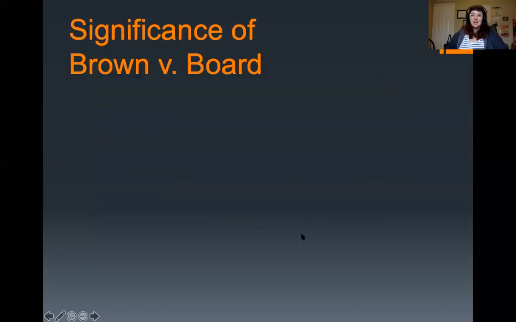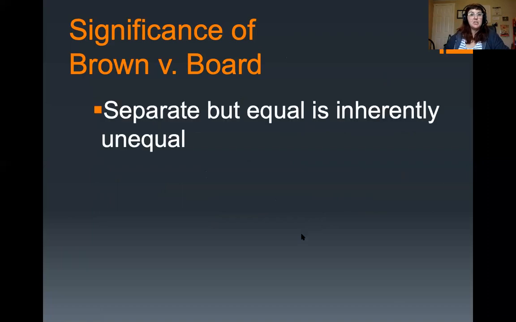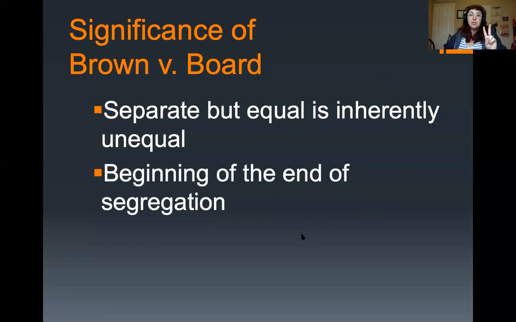Okay, so let's talk about the significance of the Brown versus Board of Education decision. One, they say separate but equal is inherently unequal. So they say it doesn't matter if it is equal, it's inherently unequal just by virtue of being separate. Two, this is the beginning of the end of public segregation, right? Even though this is very specifically only applying to public schools, this is kind of the death knell for de jure segregation.